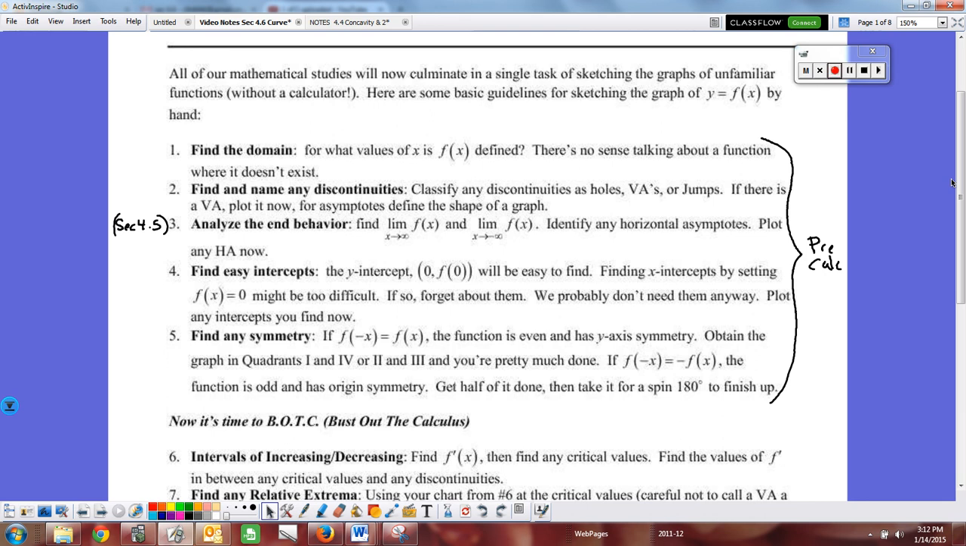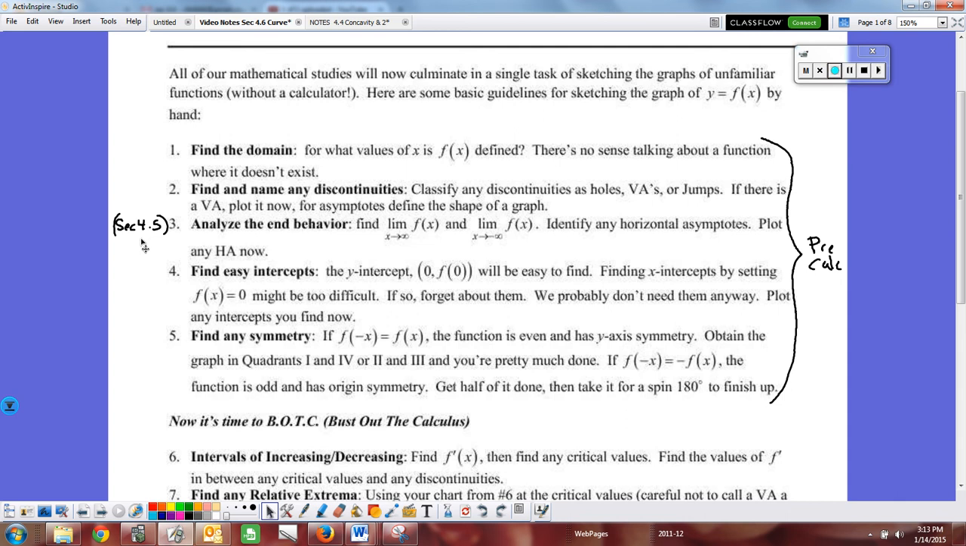When we were in pre-calculus, we spent a lot of time working on how to find the domain of a function, and how to determine and name any discontinuities of the function, your holes and your vertical asymptotes or your jumps. We also looked at analyzing our end behavior, which actually came back again this year. That was your section 4.5, which, if you will recall, we taught back when we were doing limits in chapter 2, so that was the limits at infinity section.